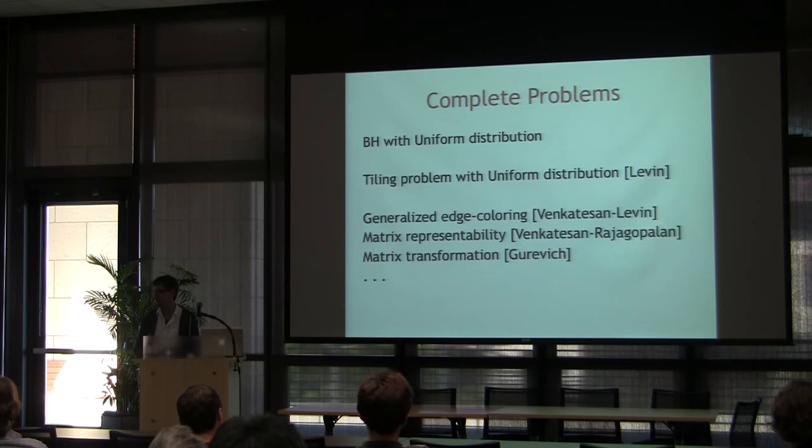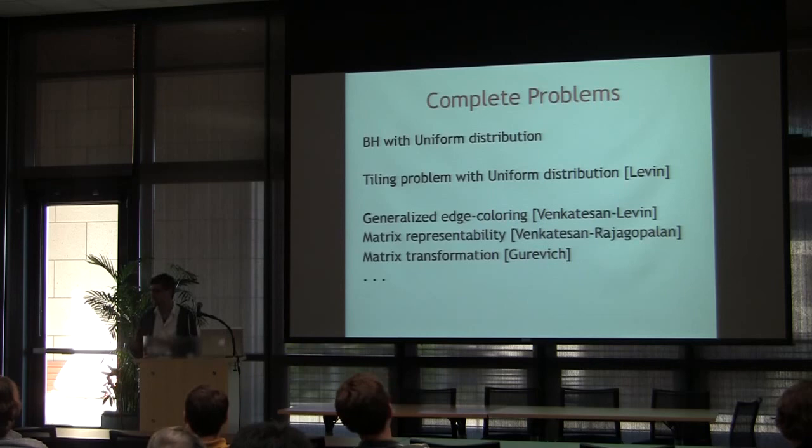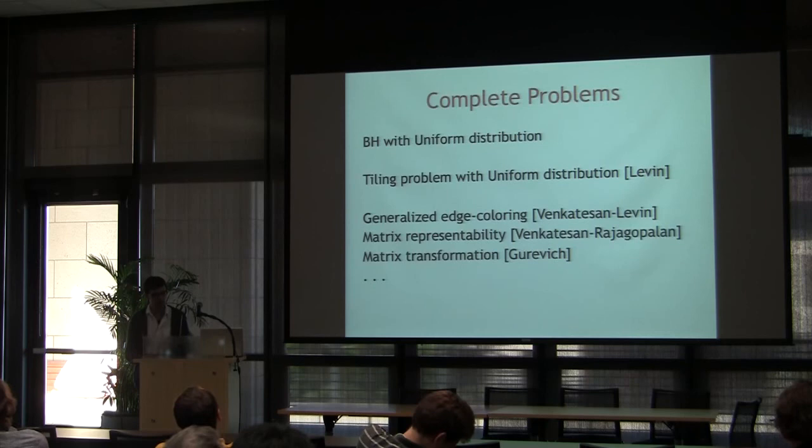But then what about 3-SAT on n variables with 10n clauses, or 3-coloring in a random Erdős–Rényi graph? Okay. So it's still a challenge to get distribution problems that are independently interesting to fit into this framework. Although there are a number of complete problems, there are fairly natural and fairly reasonable distributions.